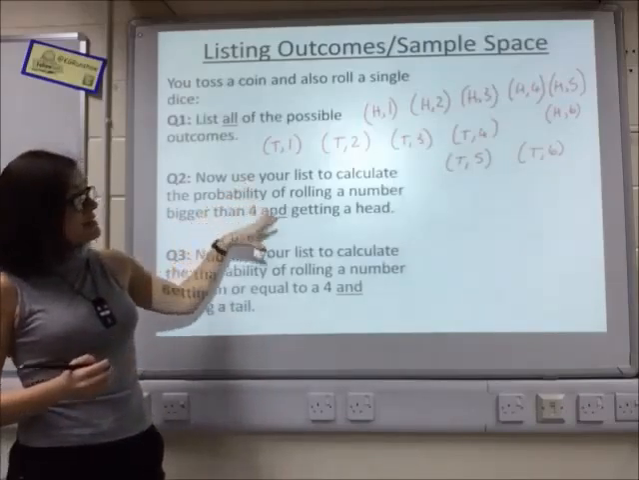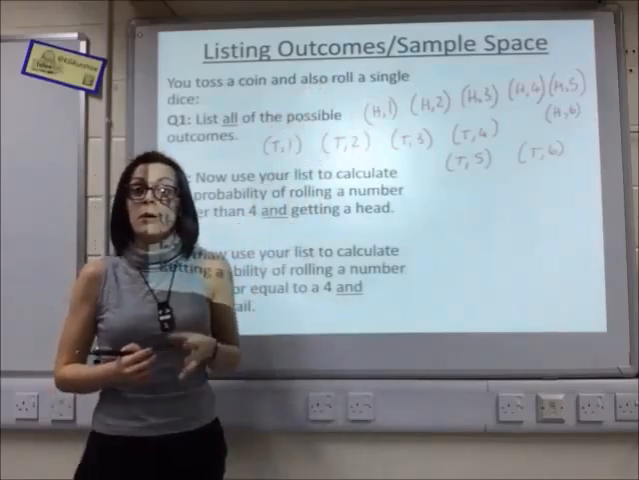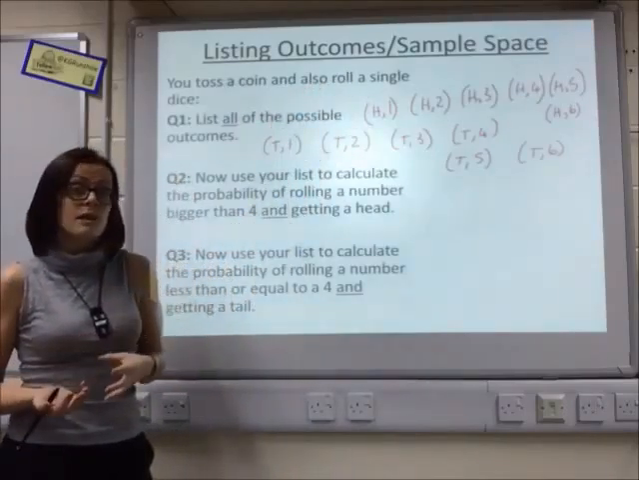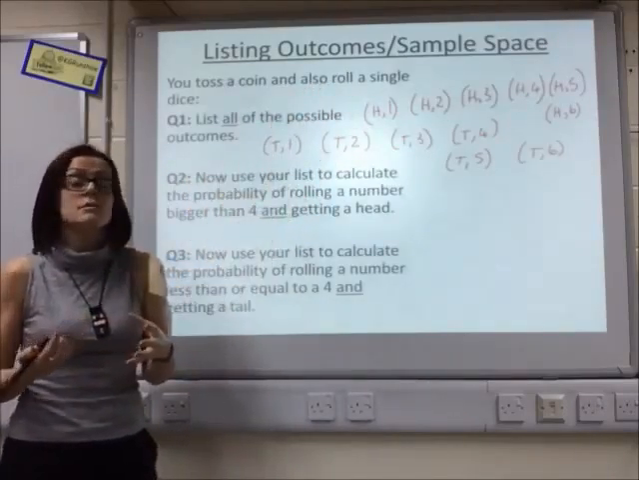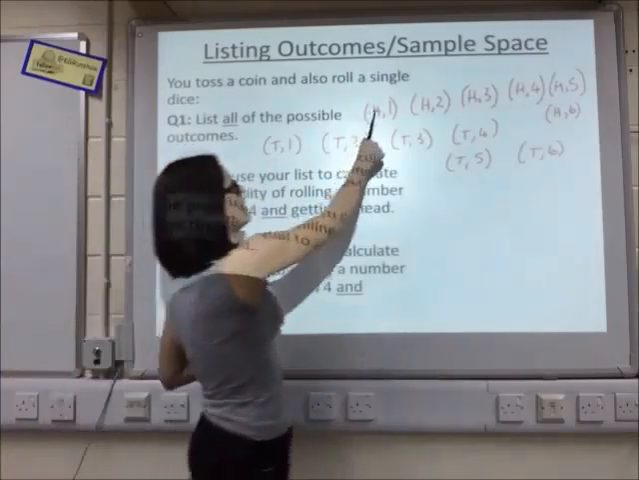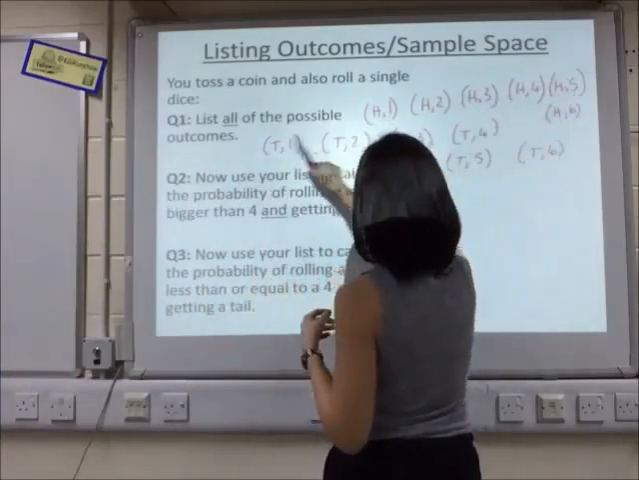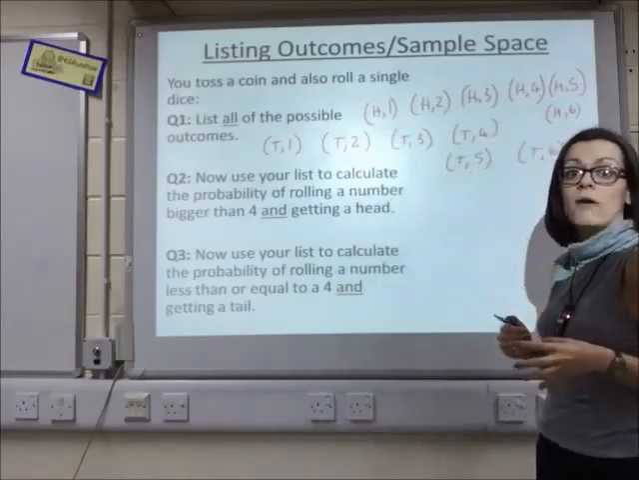So I'm going to use my list now. This list of all these things, its posh maths name is a sample space. So a sample space just means a list of all the possible outcomes. So there are 1, 2, 3, 4, 5, 6, 7, 8, 9, 10, 11, 12 possible outcomes when I carry out this experiment.